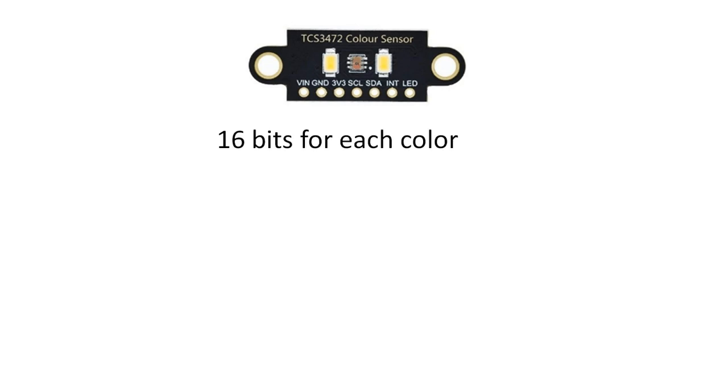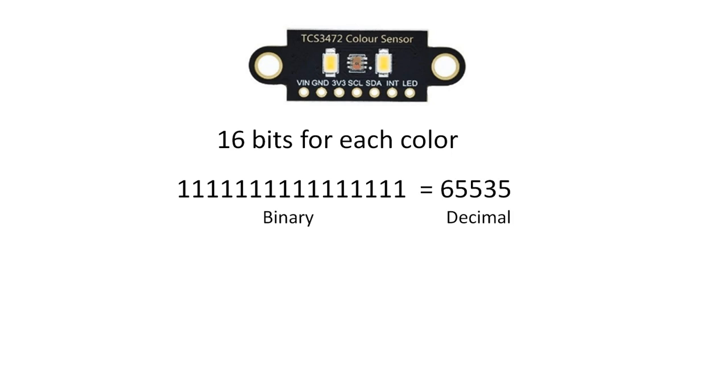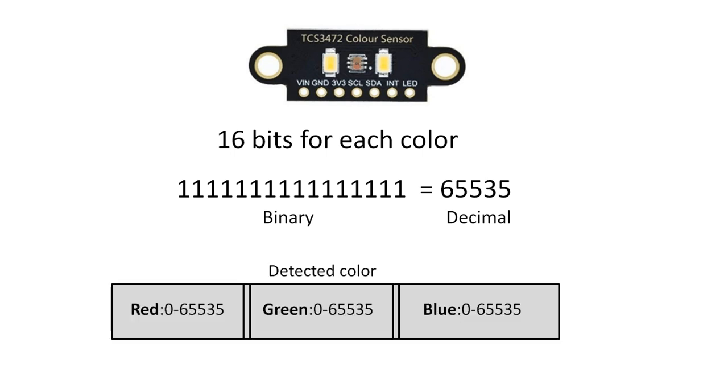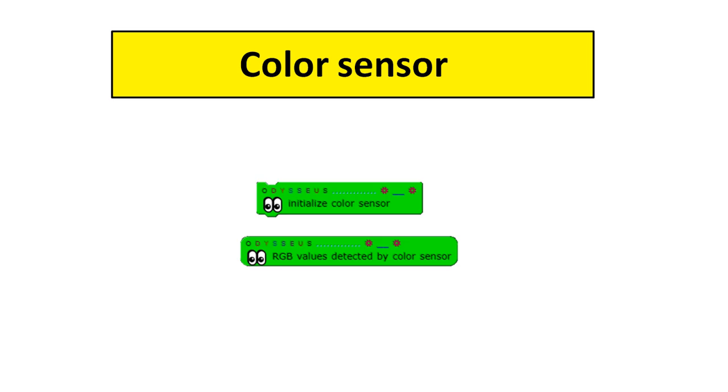Note, however, that our color sensor is the TCS34725, which uses 16 bits for storing the value of each primary color. The biggest decimal number that occupies 16 bits in the binary numerical system is 65,535. Therefore, the sensor detects any color in the form of three numbers that are between 0 and 65535. Let us now see the block commands for exploiting this sensor.